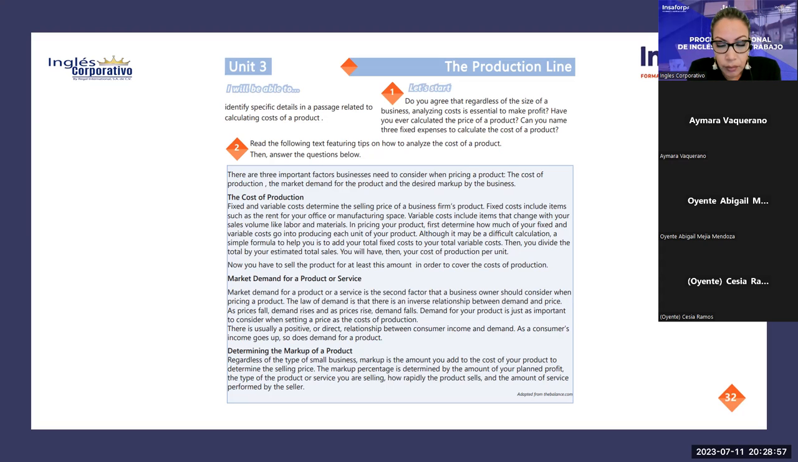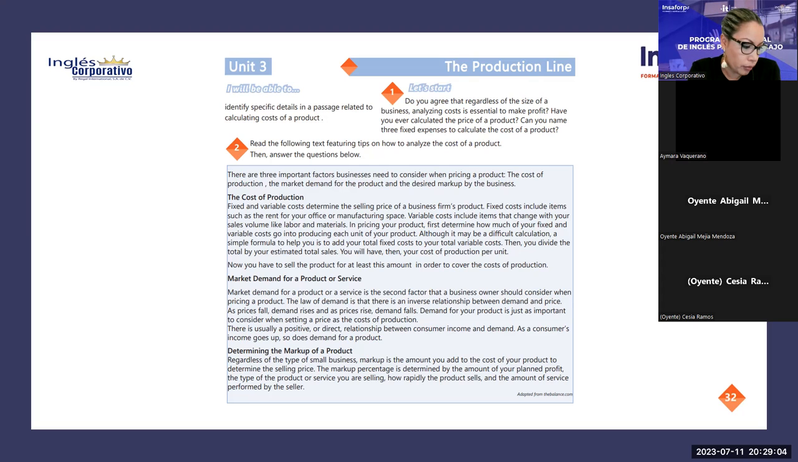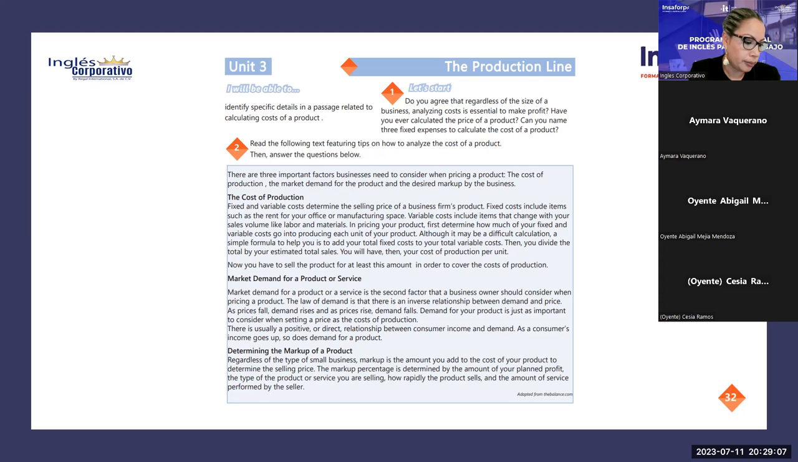Regardless of the type of small business, markup is the amount you add to the cost of your product to determine the selling price. The markup percentage is determined by the amount of the line profit, the type of the product or service you are selling, how rapidly the product sells, and the amount of service performed by the seller.